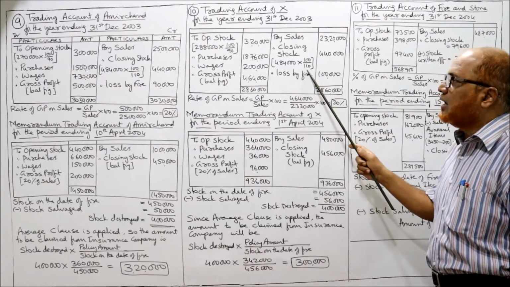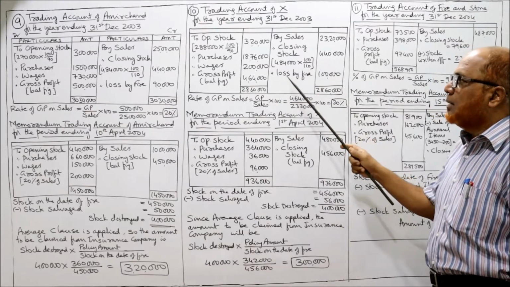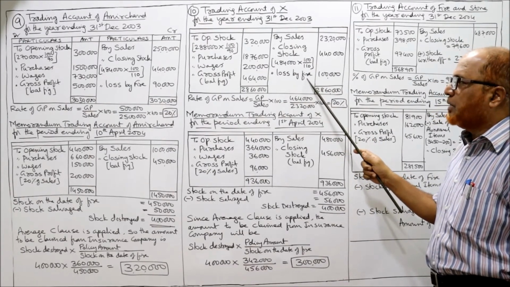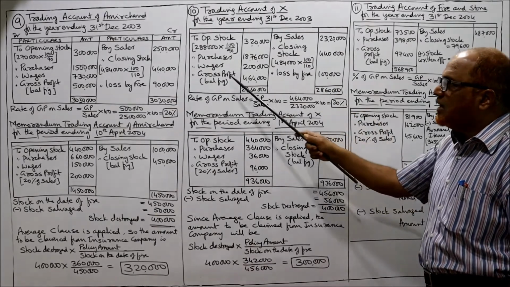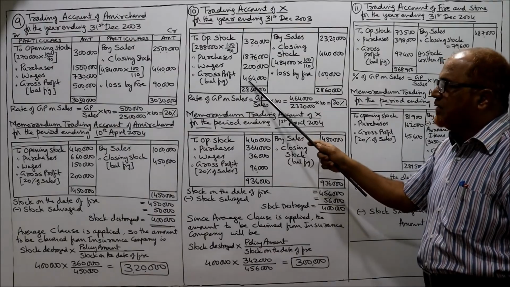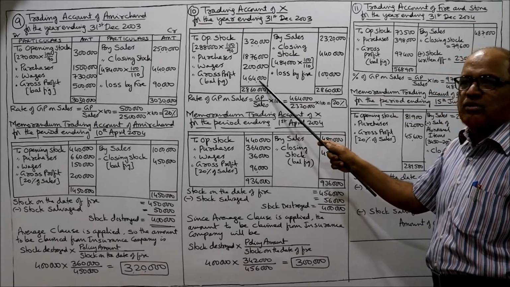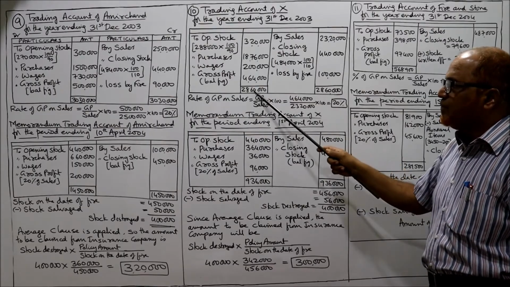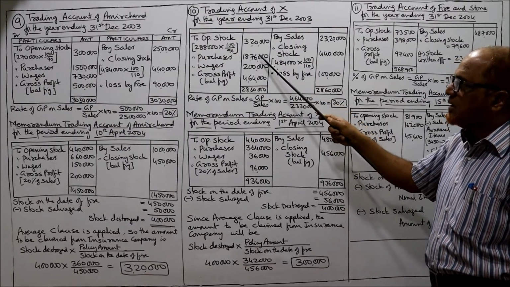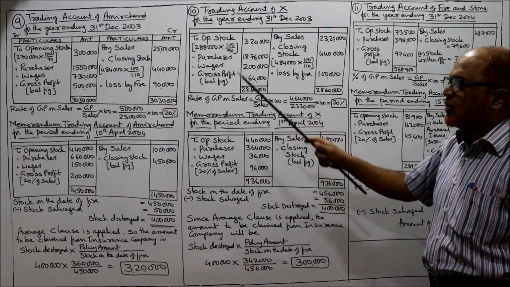So 100 by 110, it comes to 4,40,000. By loss by fire, just like the previous problem, by loss by fire 1 lakh. So balancing figure, you are getting gross profit. Take the total on the credit side, 28,60,000. From 28,60,000, subtract these three items, 4,64,000 gross profit.